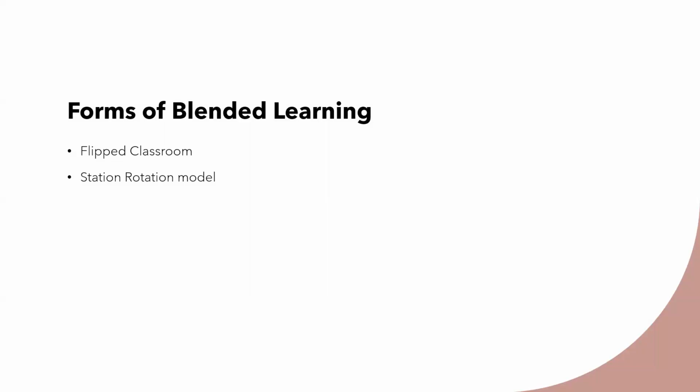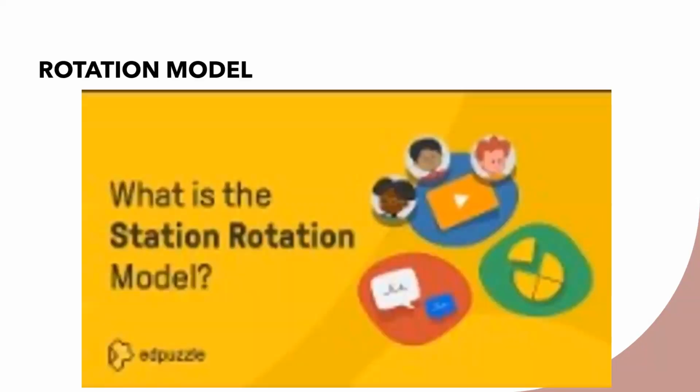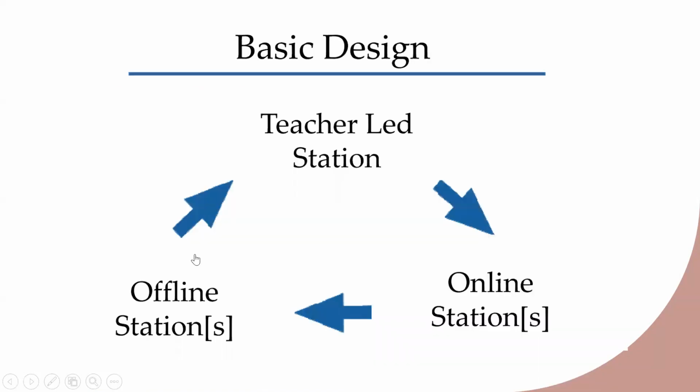Now, there are different forms of blended learning. I think I've spoken a lot about flipped classroom. We also have the station rotation model, which you can make more research about at this point. Okay, so this is an example of a rotation model where you have the teacher-led station, offline stations, online station.